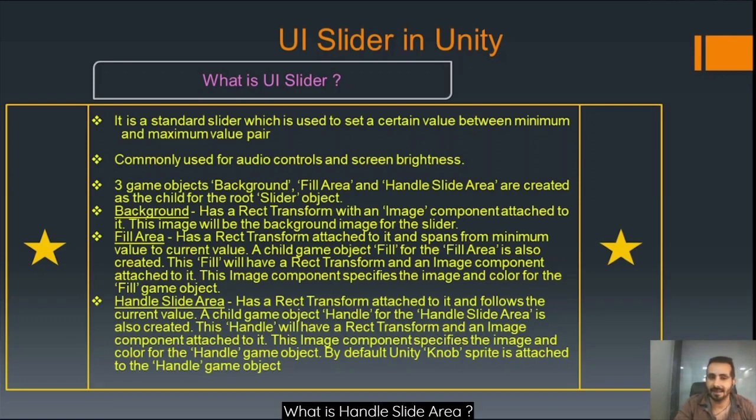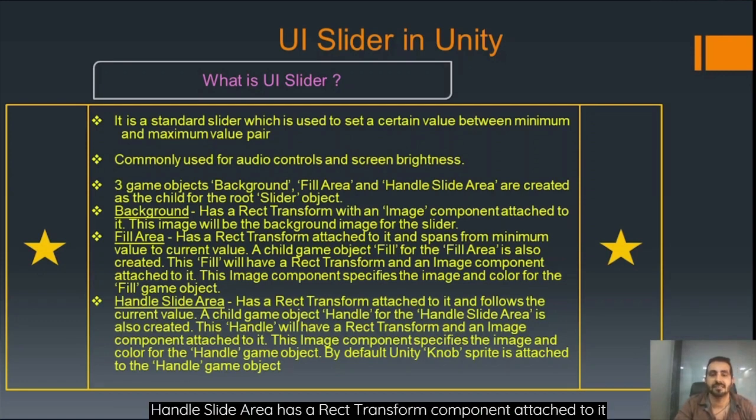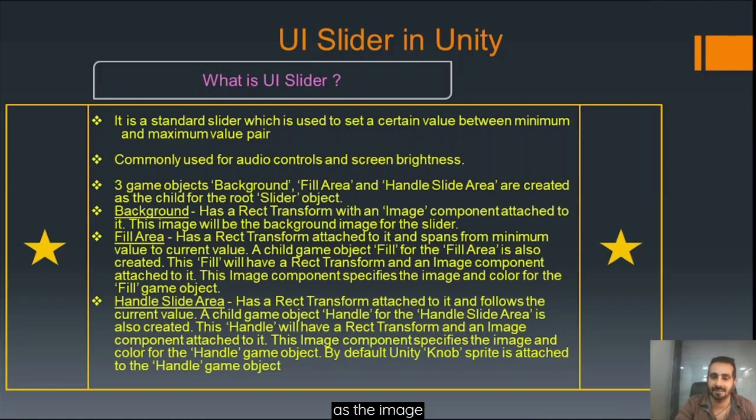What is handle slide area? Handle slide area has a rect transform component attached to it and follows the current value of a slider. A child game object handle for the handle slide area is also created automatically. This handle will have a rect transform component and an image component attached to it. This image component specifies the image and color for the handle game object. By default, Unity knob sprite is attached to the handle game object as the image.